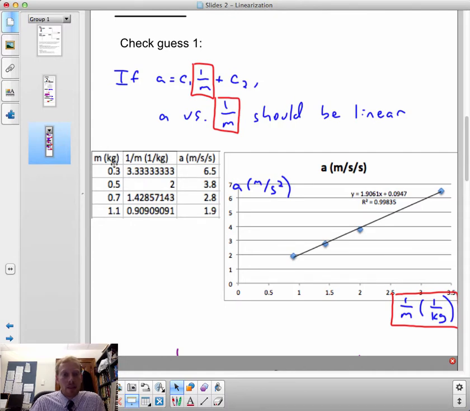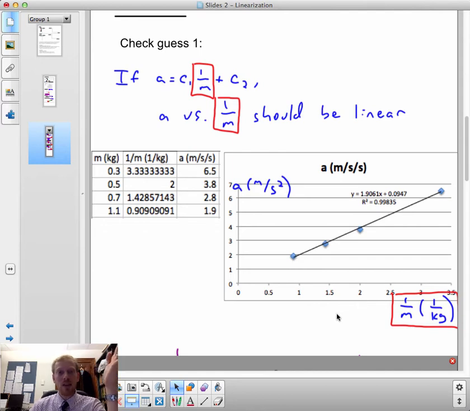And so now let's see about this data table. Yeah, for the mass of 0.3 kilograms, the acceleration was 6.5 meters per second squared. 1 over the mass, 1 over 0.3 is 3.33333. And what are the units? It's really 1 divided by kilograms. So this is odd stuff. The thing that I actually have in this column and on this horizontal axis is the quantity of the inverse of the mass of the cart, and the units of that are 1 divided by kilograms.